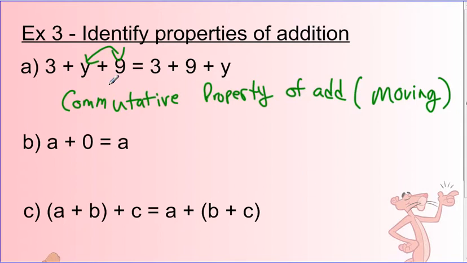So that makes it a little bit easier because now if we were trying to do this problem, we could add the 3 plus the 9 together and get 12. And we'd have a 12 plus y, which is a little bit prettier than saying 3 plus 9 plus y.